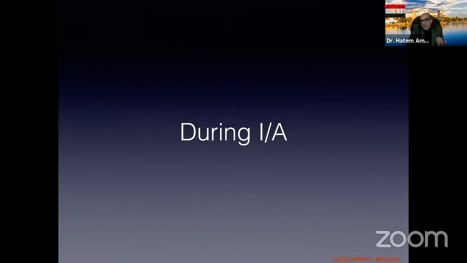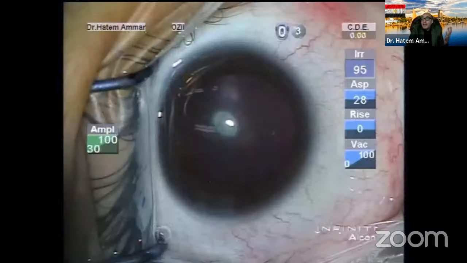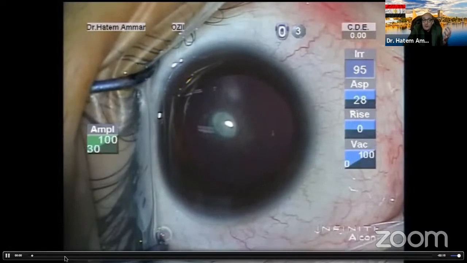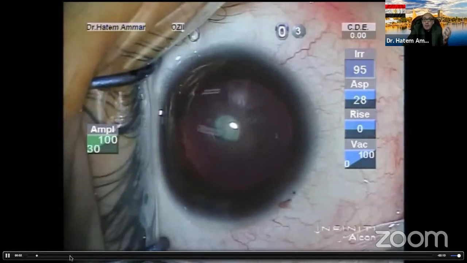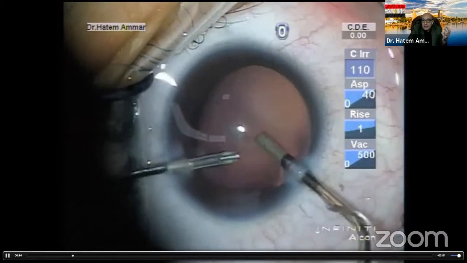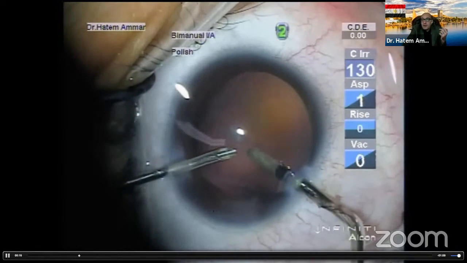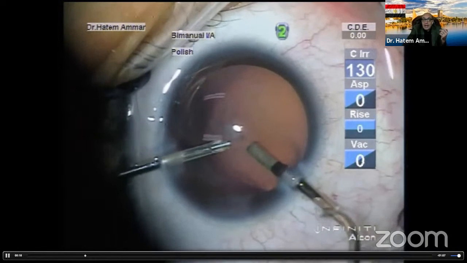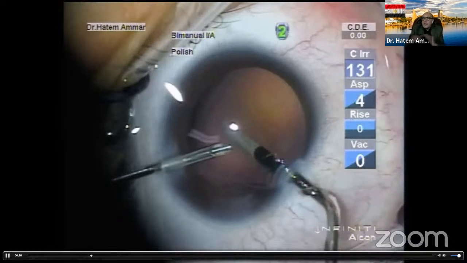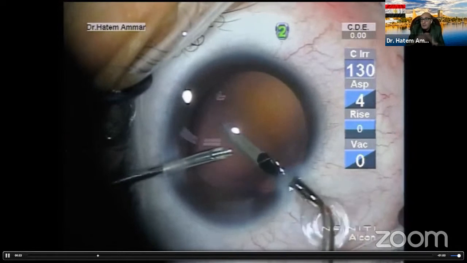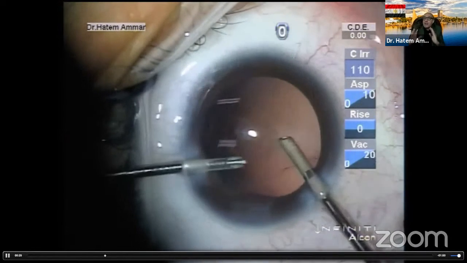When time is up, please inform me. Ruptured capsule can occur at any time, sometimes during irrigation aspiration. This is a case of posterior polar cataract. If you try to polish the posterior capsule in a posterior polar cataract, as here, after removing the cataract I find the posterior capsule is opaque, so I try to polish it. Take care. If you polish the posterior capsule in posterior polar cataract, you may rupture the posterior capsule.